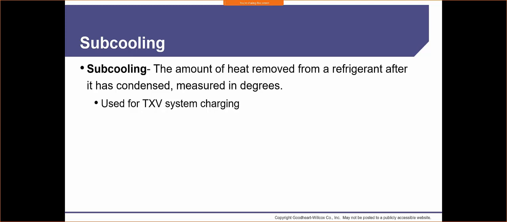The subcooling is used to properly charge a system with the TXV. Remember on the last slide when we were talking about that TXV constantly opening and closing? It's hard to measure superheat because there's a mechanical device constantly changing and altering it based on how much heat is being absorbed through the evaporator. So we want to come back on the liquid side line, measure our subcooling there, and we'll be able to properly give that TXV enough refrigerant to do its job.